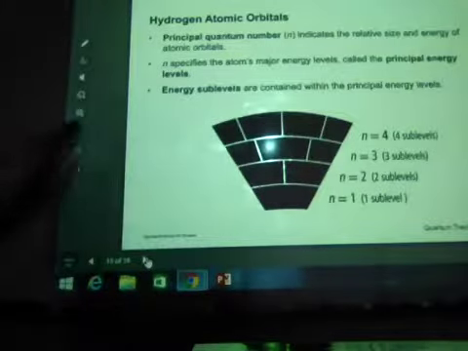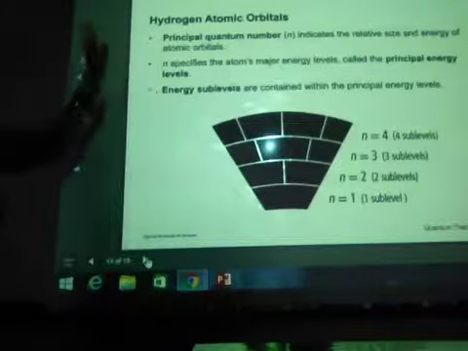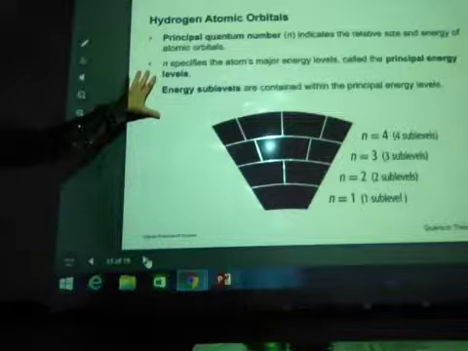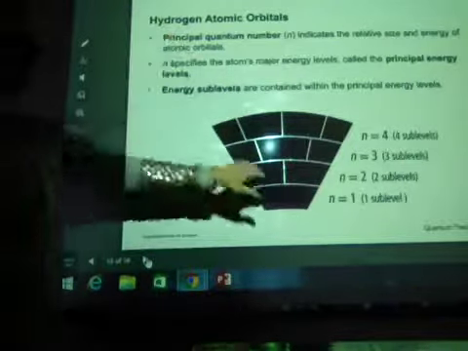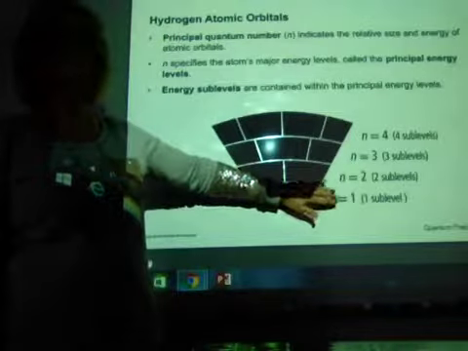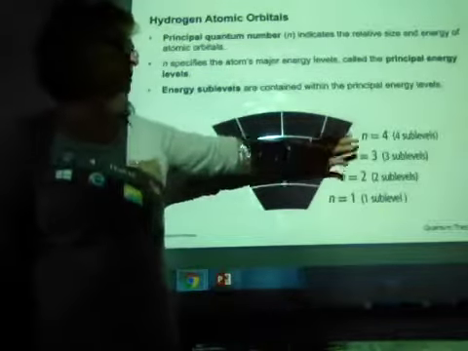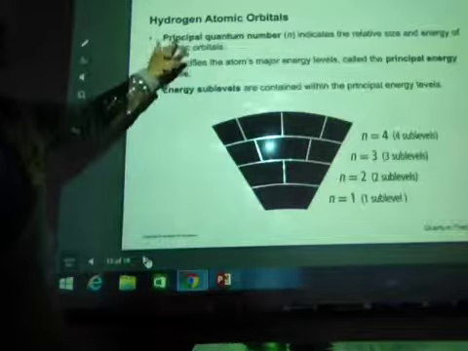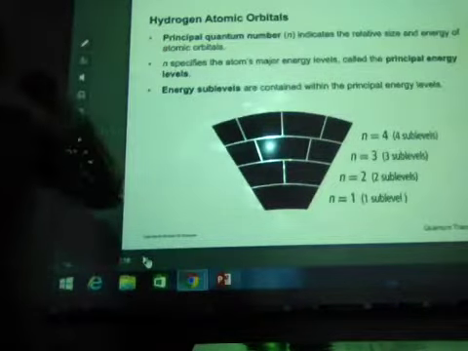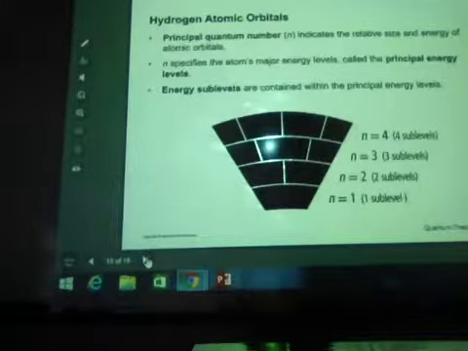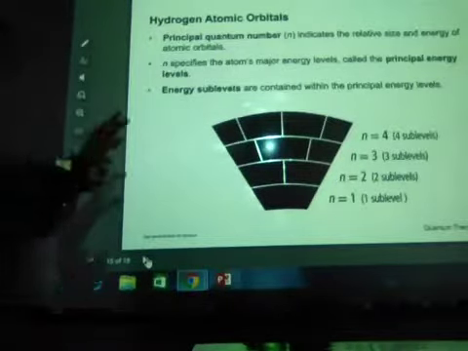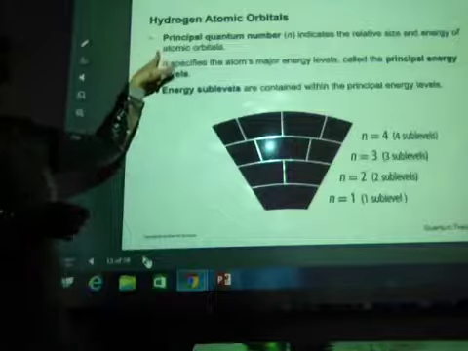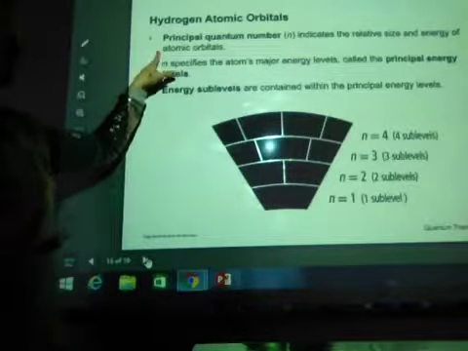So to me, we are now getting into the most important part of this section. Like I said, there's a quantum number, and this is on that table. N equals 1, N equals 2, N equals 3, N equals 4. That is the principal quantum number, which means it's the first quantum number. It tells you the size and energy of the atomic orbitals.